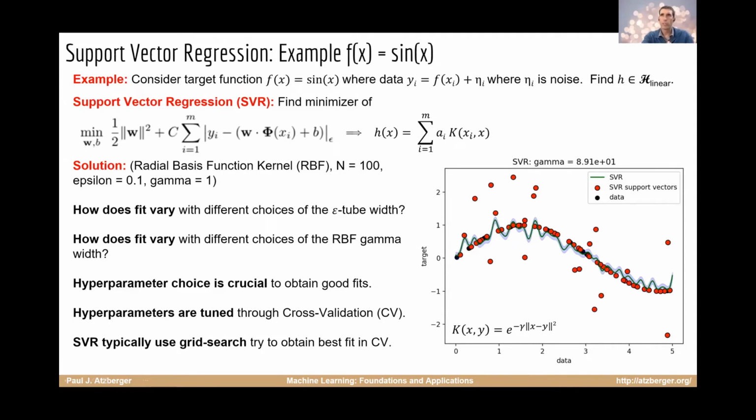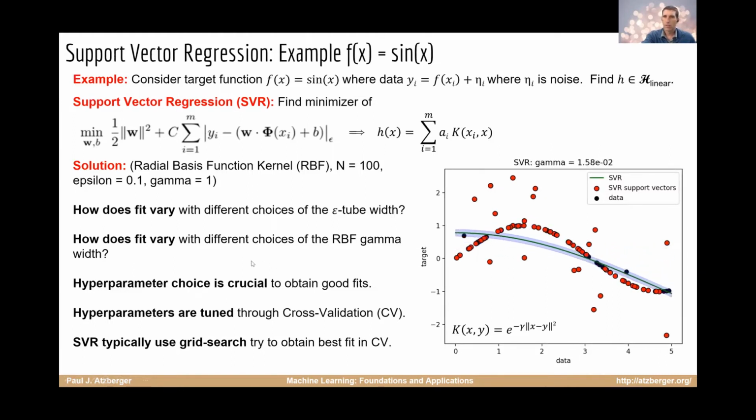And again, you could use grid search and cross-validation ultimately to choose those hyperparameters, in this case epsilon and gamma. And that's just showing that if you choose the value of gamma being 7 times 10 to the negative 1, you get a pretty good fit here.